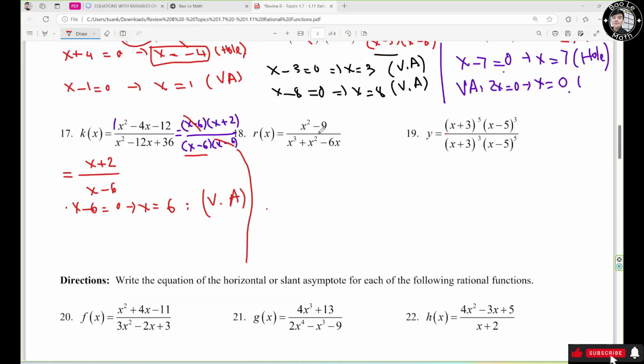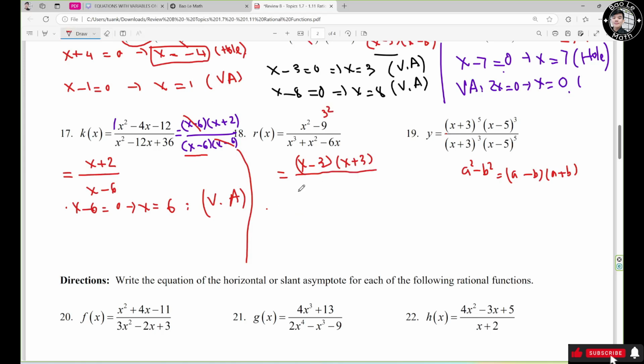Now let's move on to number 18. We need to factor the numerator. Alright, so s squared minus 9, we're going to use the formula a squared minus b squared equals a minus b times a plus b. Right, this one is the difference of squares formula, right? So it's going to be s minus 3 times s plus 3. Right, because 9 right here you can write as 3 squared, right?